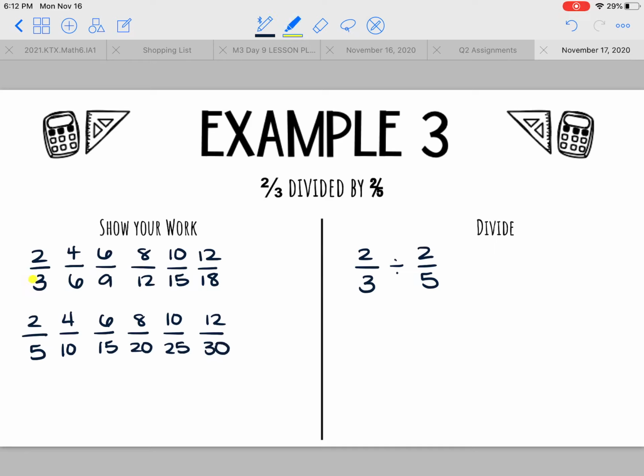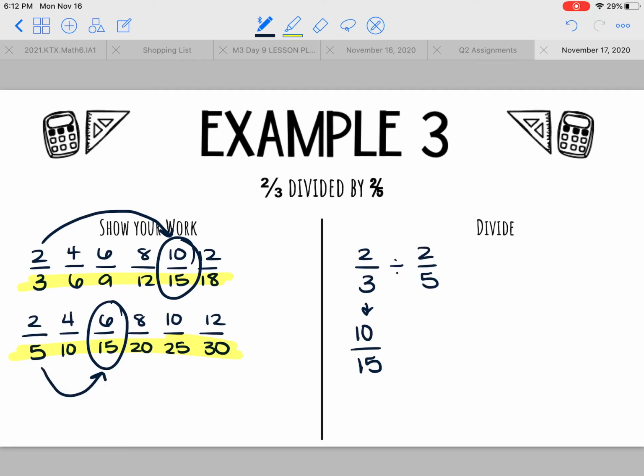All right, and I'm looking at that bottom number again because the bottom number is the denominator. And when I look at that, I see that I have 15s in common. I have 10 over 15 and I have 6 over 15. So since 2/3 is equivalent to 10 over 15, 2/3 is going to change into that 10 over 15. 2/5 is equivalent to 6 over 15. So 2/5 is going to change into 6 over 15.